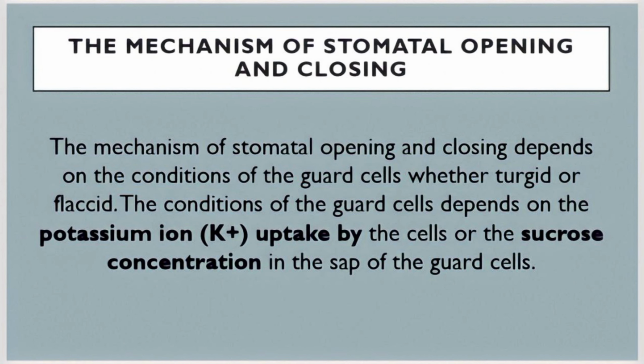The mechanism of stomatal opening and closing. The mechanism of stomatal opening and closing depends on the conditions of the guard cells, whether turgid or flaccid. The conditions of the guard cells depend on the potassium ion uptake by the cells or the sucrose concentrations in the sap of the guard cells.